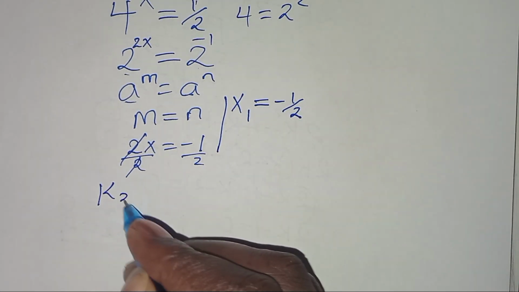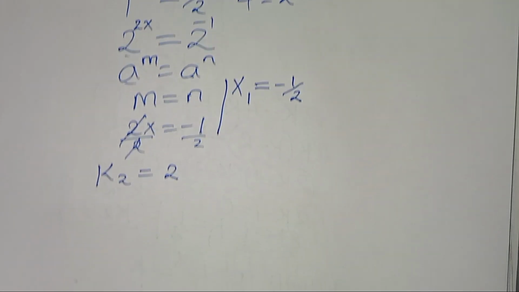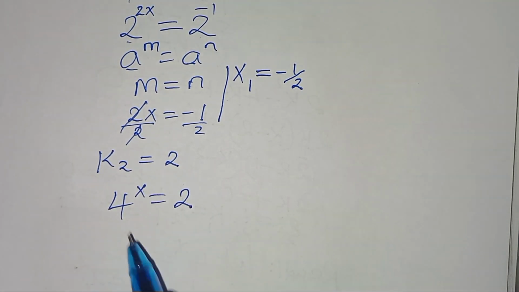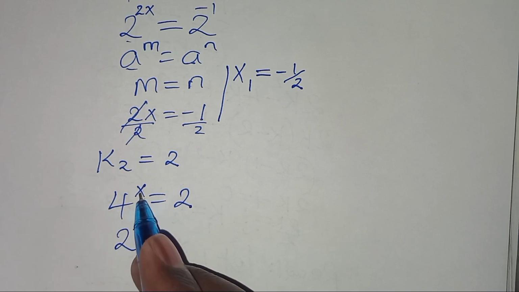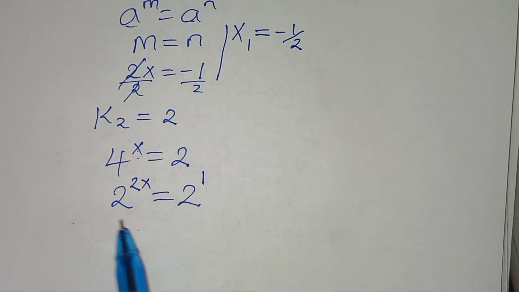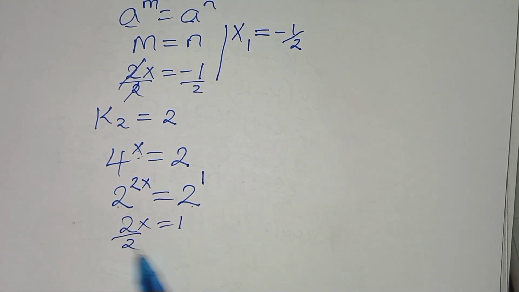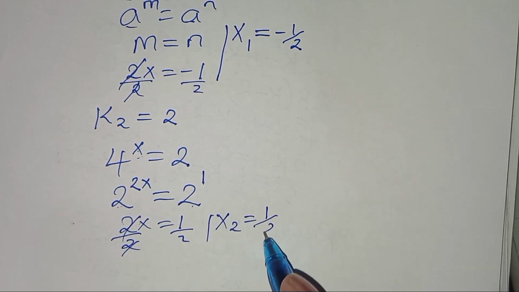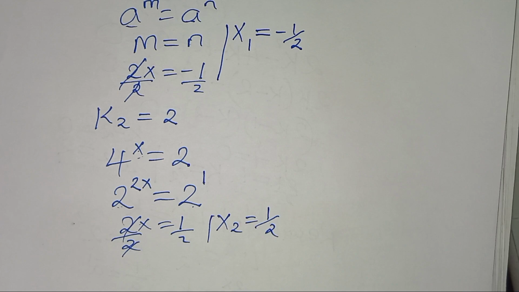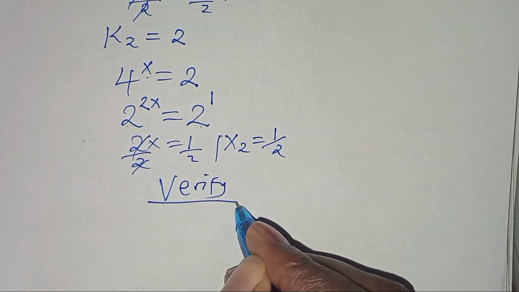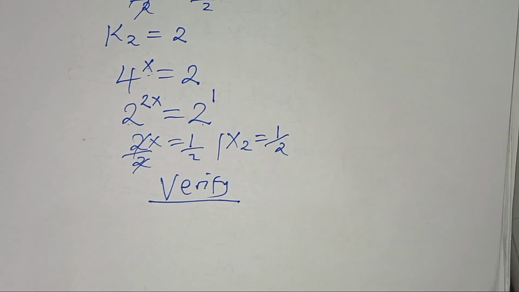We have k2 equal to 2. So now we have that 4 to the power x is equal to 2. Expressing 4 as 2 to the power 2, multiplying by x, 2x is equal to 2 to the power 1. And again, given that the bases are common, then 2x is equal to 1. Dividing both sides by 2, x2 is equal to a half. Now let's verify that x1 and x2 satisfy the equation.